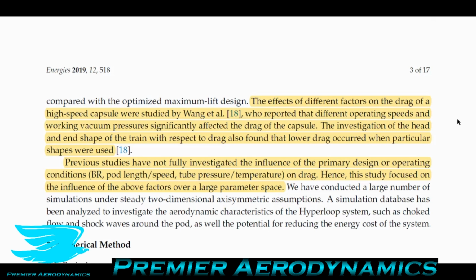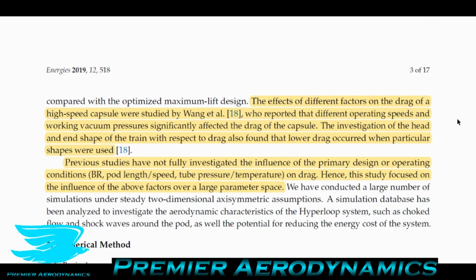And I'm guessing that they're probably going to be sharper shapes instead of like a blunt object, a bluff body. Previous studies have not fully investigated the influence of the primary design or operating conditions, so the blockage ratio, pod length compared to the speed, and tube pressure compared to the temperature on drag. Hence, this study focuses on the influence of the above factors over a large parameter space.